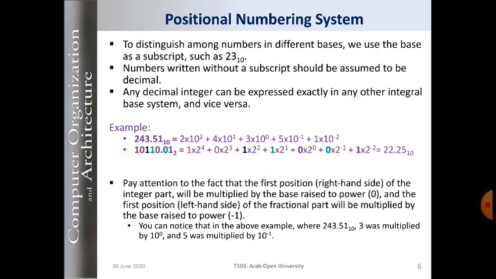For the fractional part, we have 0, 1. 0 times 2 to the power minus 1. We have 1 times 2 to the power minus 2. We have to do simple calculations using a calculator. The result will be 22.25 in decimal.